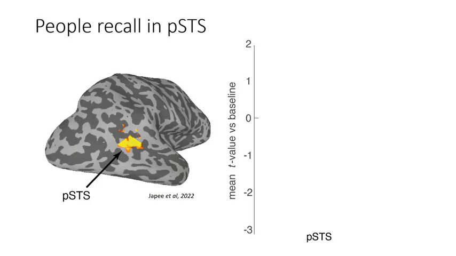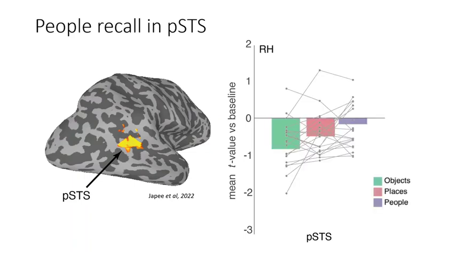To look at effects within the posterior STS, we wanted to identify a region of interest using independent data. So we took advantage of a dynamic localizer for the posterior STS, which was the presentation of dynamic faces versus static faces. Again, the y-axis here is just the mean response to all categories. What we see in the STS is that on average, all responses are negative during recall, but they nevertheless differentiate on the basis of category and are significantly less negative during the recall of people versus places and objects.